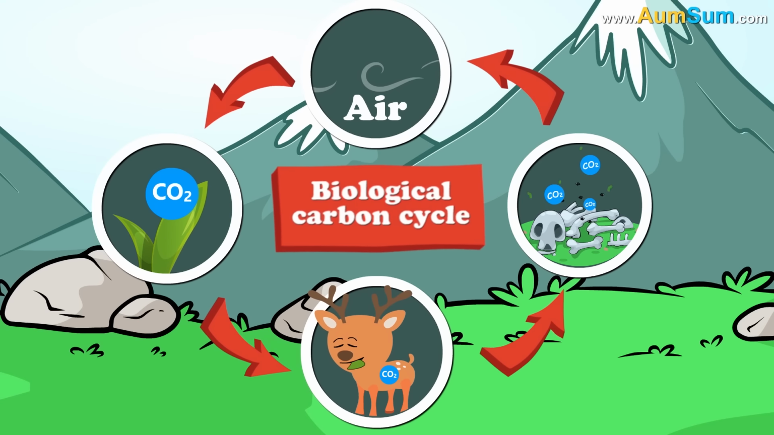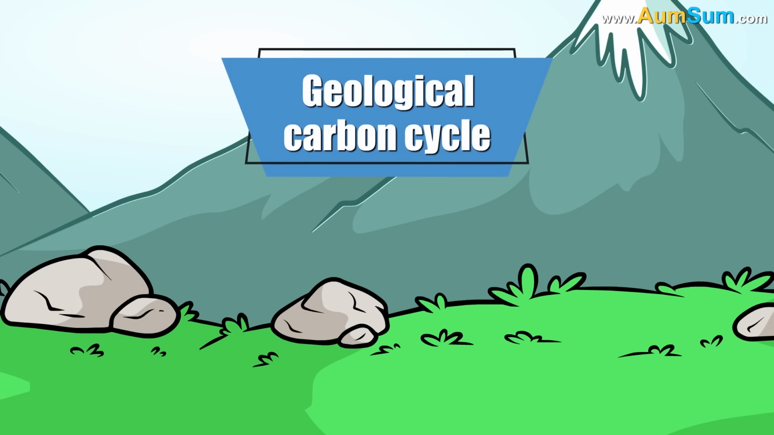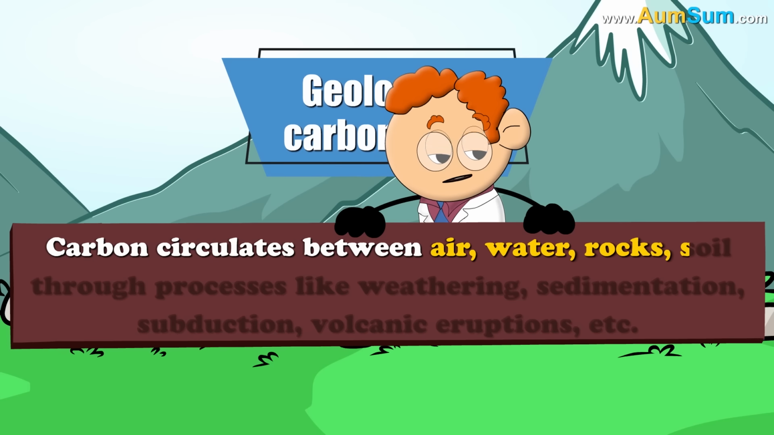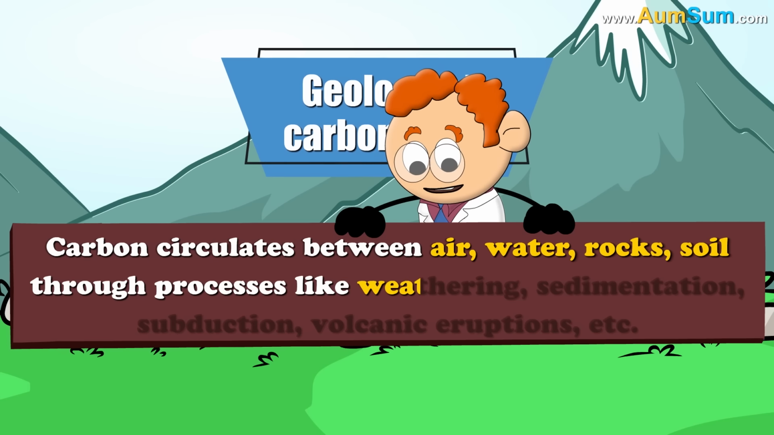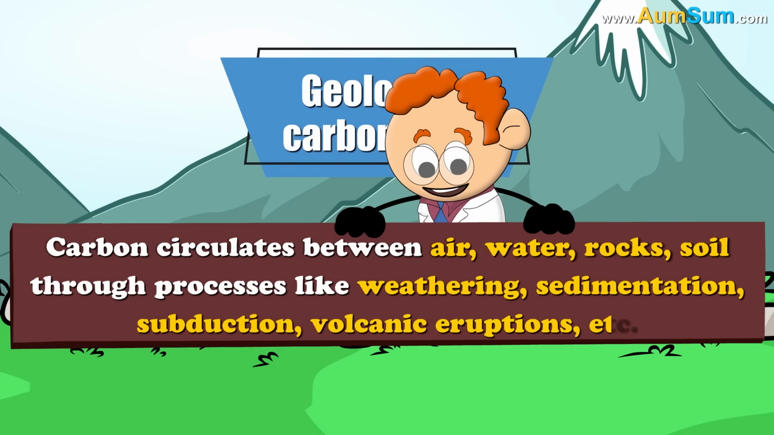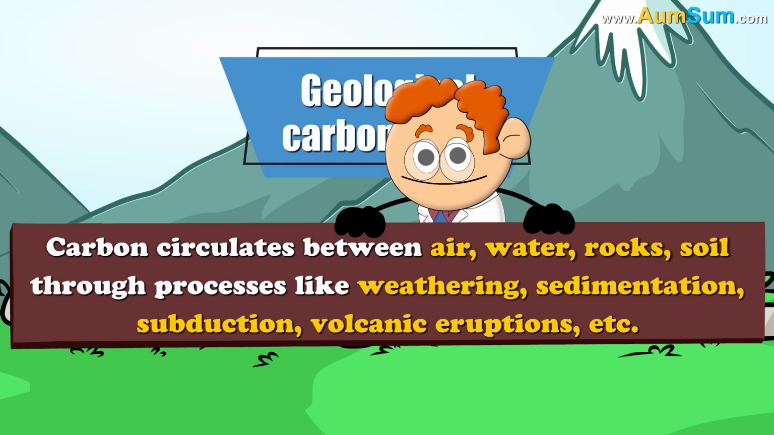Now, let's talk about the other type of carbon cycle, the geological one. In the geological carbon cycle, carbon circulates between air, water, rock, soil through processes like weathering, sedimentation, subduction, volcanic eruptions, etc. Let's dial down a little bit and understand step by step.